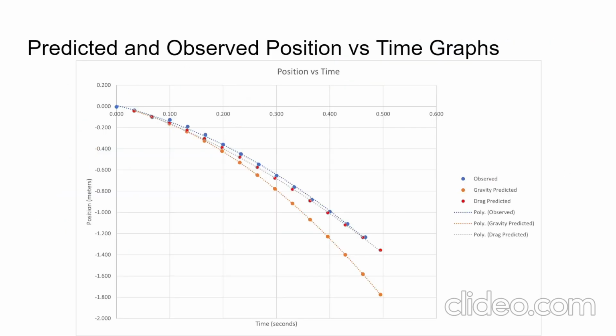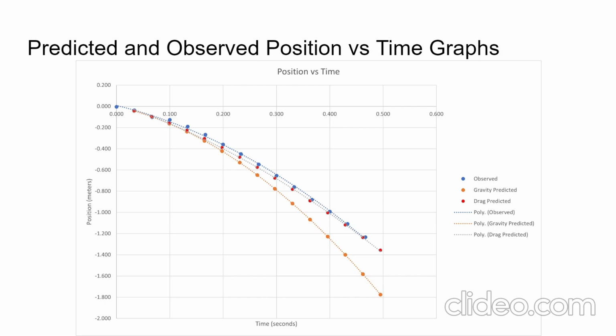For the predicted and observed position time graphs, in this graph, the blue data points represent the observed position versus time graph. The orange data points represent the gravity only predicted position versus time graph, and the red data points represent the drag and gravity position versus time graph. And as you can see, the gravity only predicted position versus time graph tapers off towards the end of the data set, straying away from the observed data points. This confirms that forces other than gravity are acting upon the paper ball.